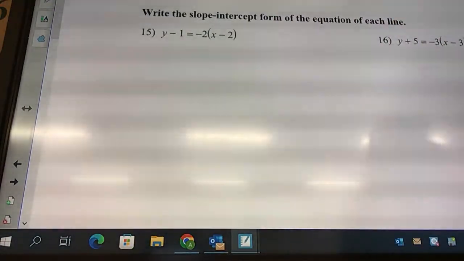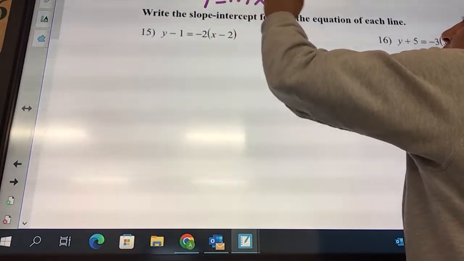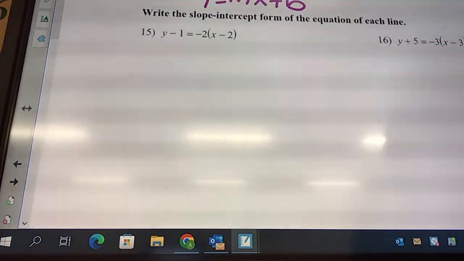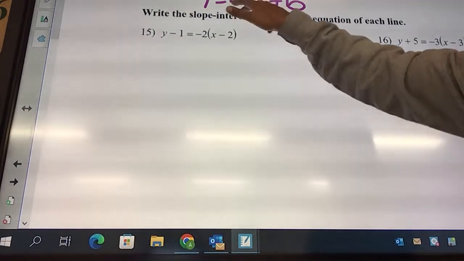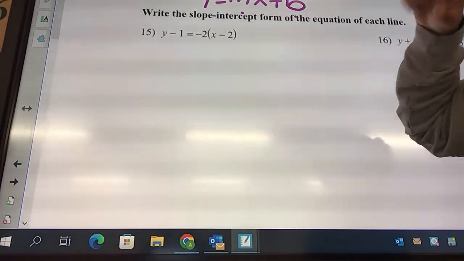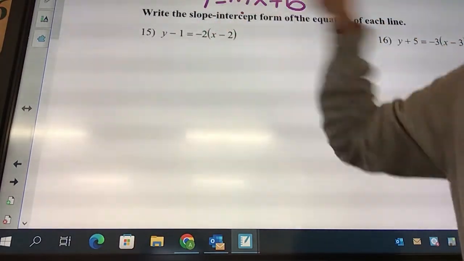Okay, these ones say write the slope-intercept form. So slope-intercept form looks like this. Y equals mx plus b. Okay, and the big takeaway to get from this is obviously the m means our slope and the b means our y-intercept. But if you look at these, the whole goal here is to get the y by itself.